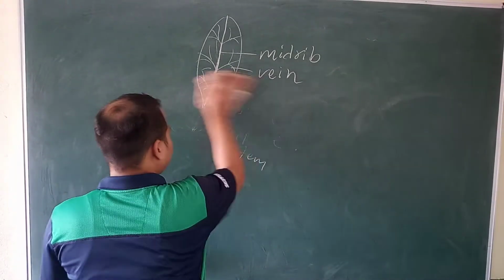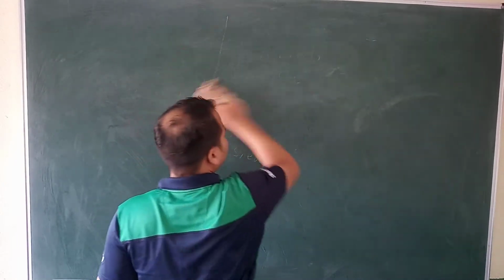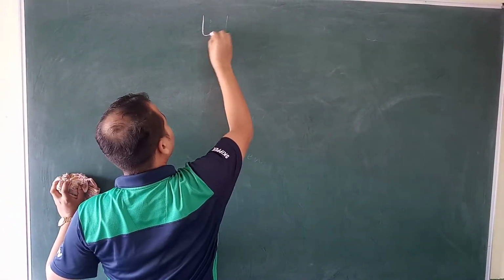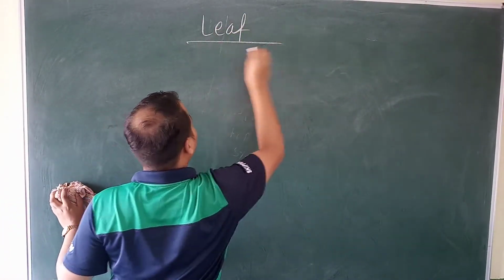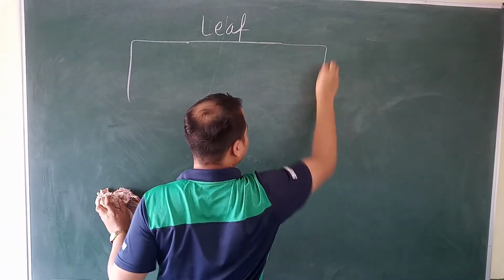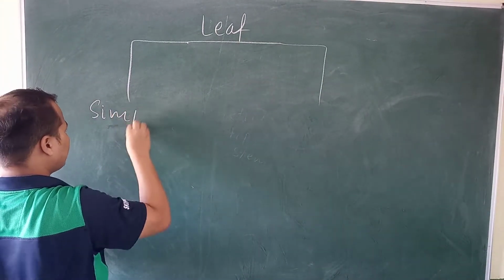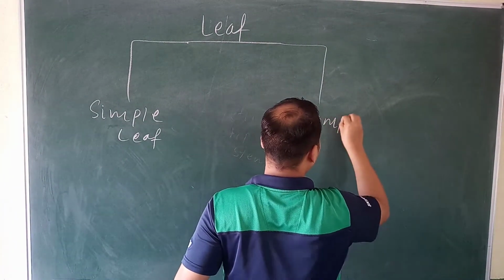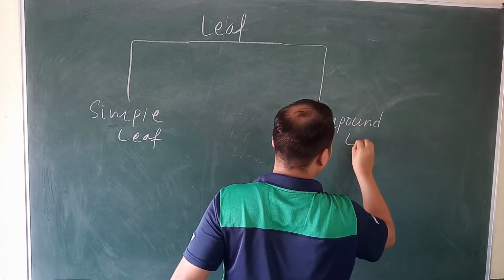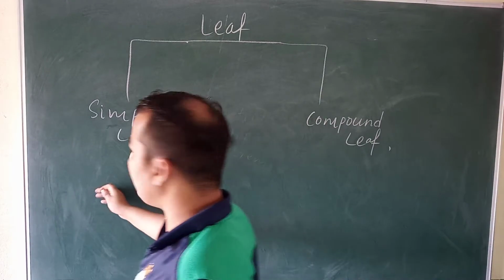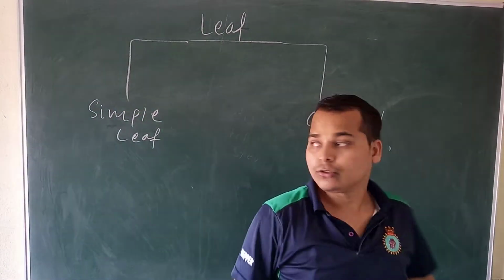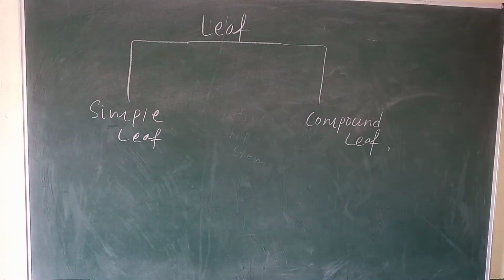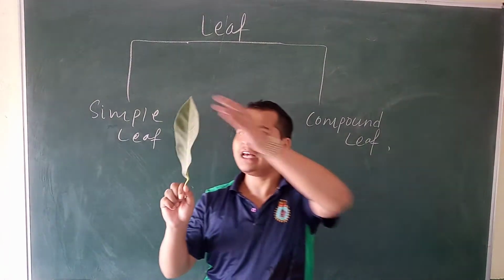So leaves are of two types. One is the simple leaf. Yes or no? Simple leaf. Then another one is the compound leaf. Yes or no? So one is the simple leaf, another one is the compound leaf. Okay. So first we will discuss the simple leaf. This is the structure of a simple leaf.